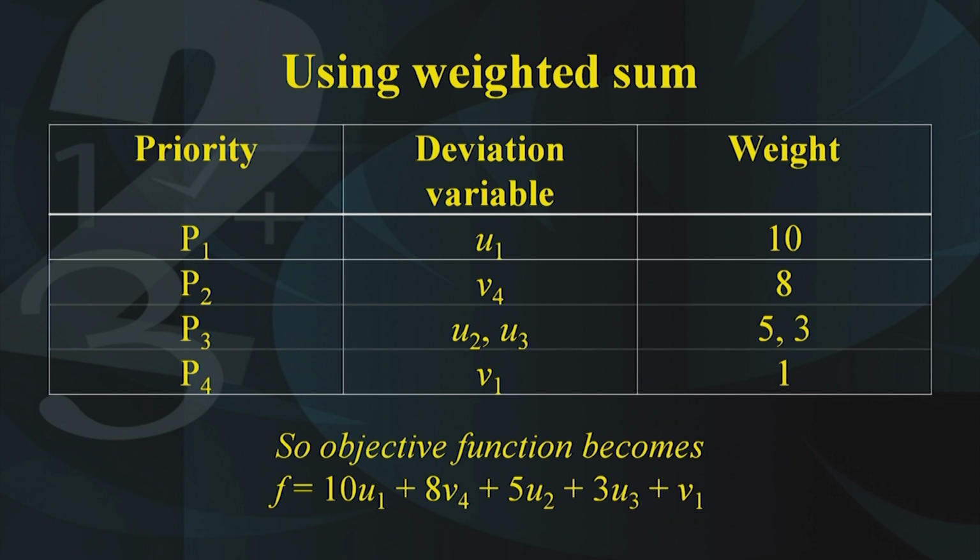As you can see, P1 has a decision variable u1, and let us assume that its weight is 10. Similarly, P2 has the decision variable v4, and let us assume that its weight is 8. Similarly, P3 has two variables u2 and u3, with weights 5 and 3, and P4 has the decision variable v1 with weight 1. So, combining all this information, we can frame the objective function as f is equal to 10 times u1 plus 8 times v4 plus 5 times u2 plus 3 times u3 plus v1. So, this is the overall objective function of this problem.